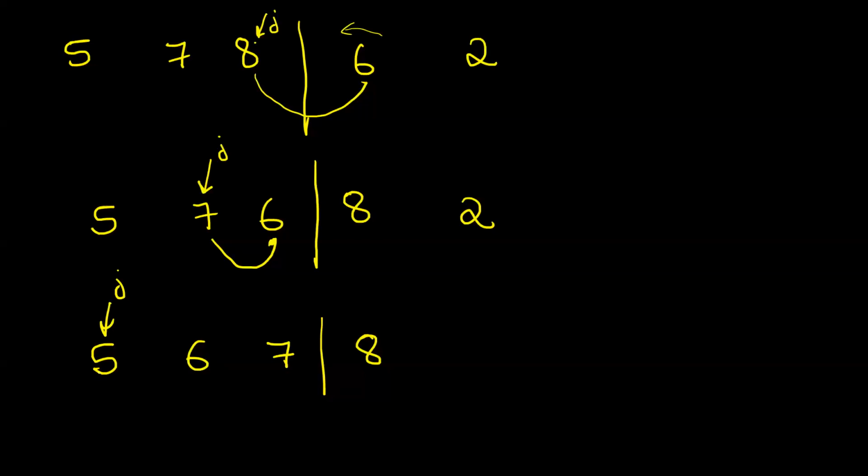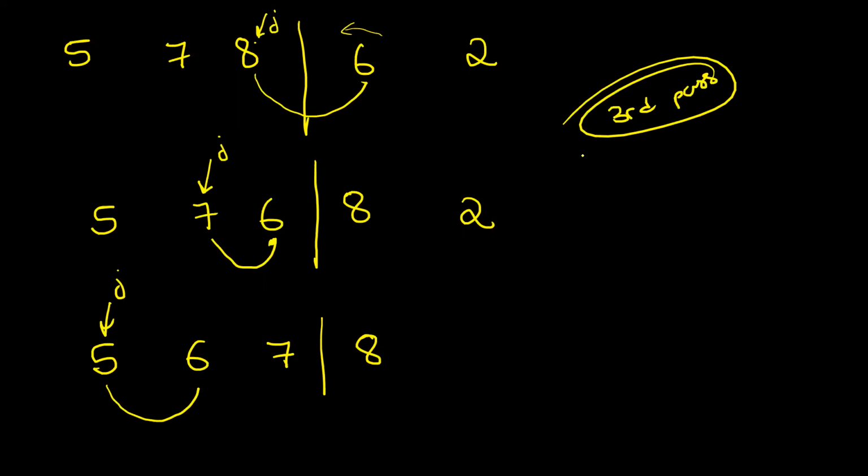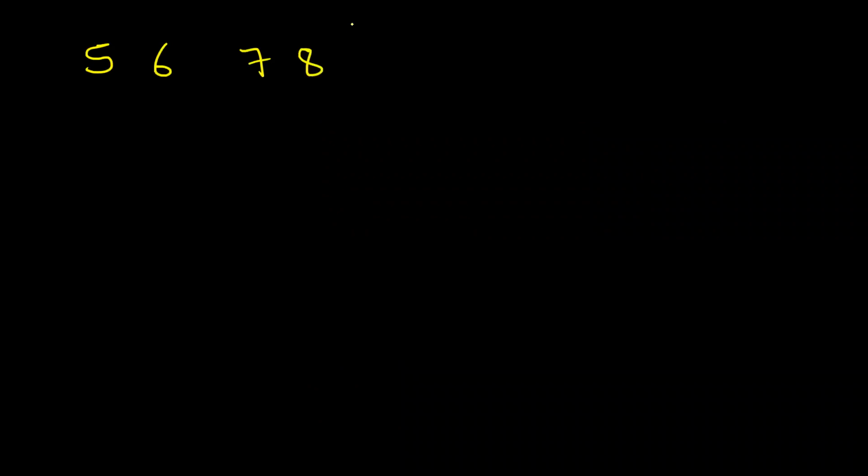Now what I will do? Again, I compare ARR of j with ARR of j plus 1. I compare 5 with 6. Now I will see that boss 5 is less than equal to 6. So should I move 6 forward? No, there is no need to move 6 forward. So I will simply break and I will say, boss, the third pass of insertion sort has been performed. And after third pass of insertion sort, these 4 elements, 5, 6, 7, 8 are present in the sorted order. Do you agree? Yes? Okay.